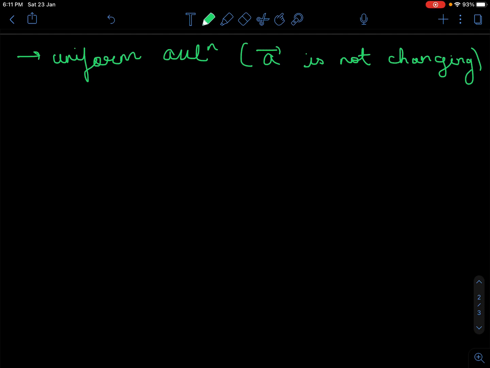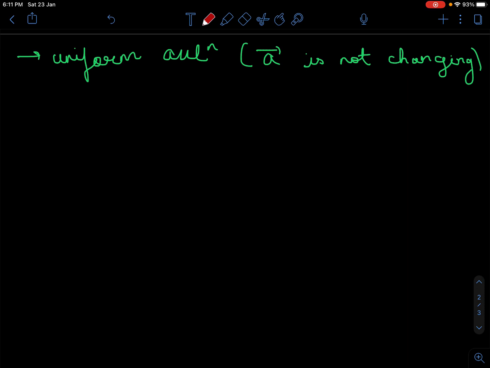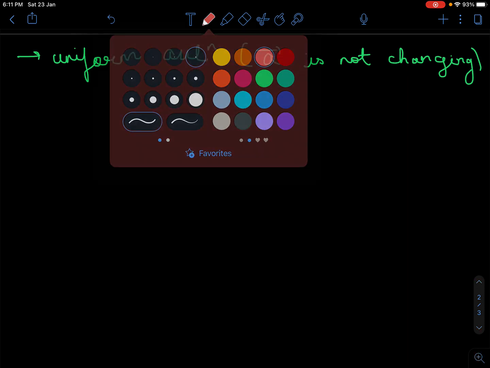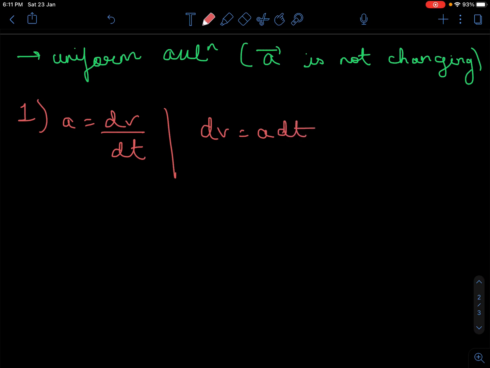So our first equation is v is equal to u plus at. To derive it, let's start. As we know, acceleration is the rate of change of velocity with respect to time, dv by dt. I can write this as dv is equal to a dt.